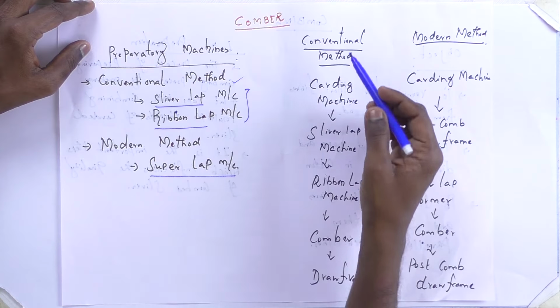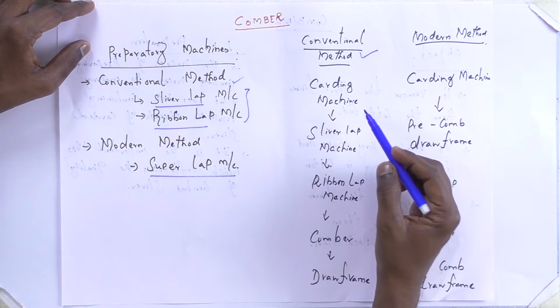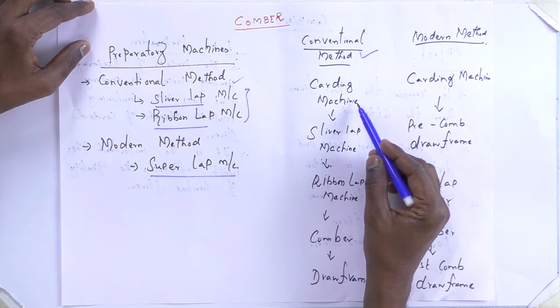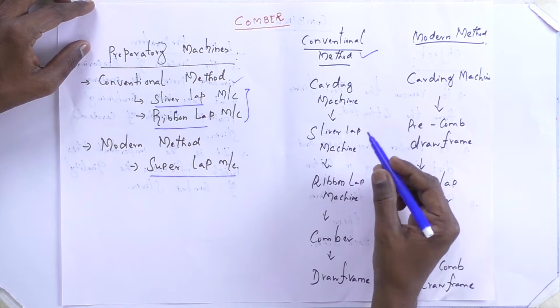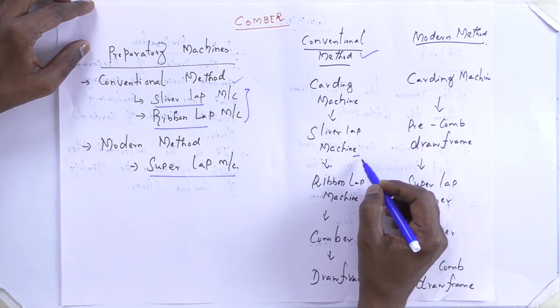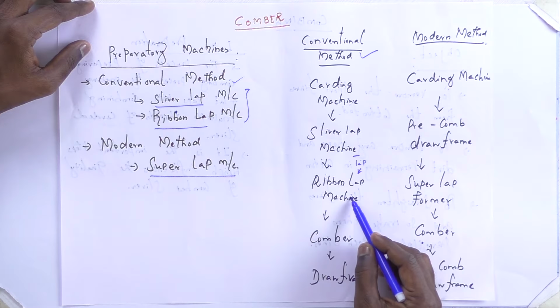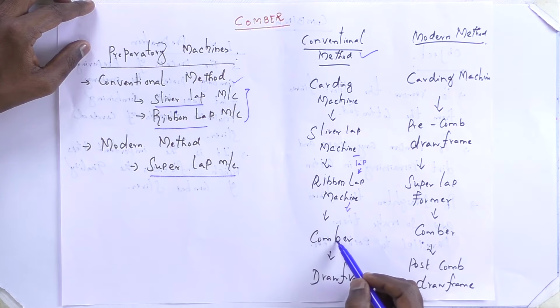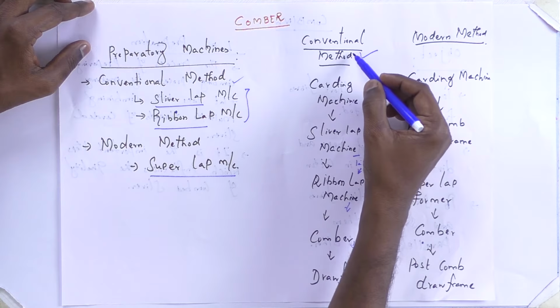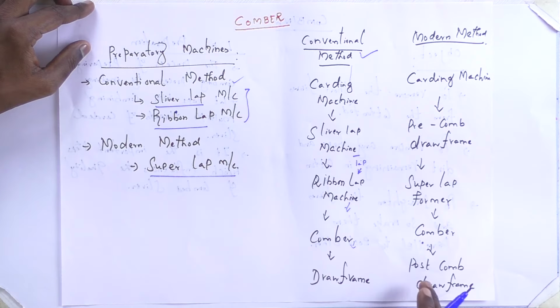The flow process, so it's a conventional method. After carding, the sliver is fed into the sliver lap machine. We produce sliver lap. Then the sliver lap is fed into the ribbon lap machine. From the ribbon lap, it is fed into the comber machine for producing combed sliver, and then it goes to the draw frame. This is a conventional method of producing combed yarn.